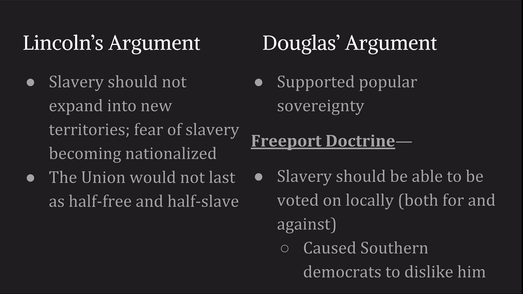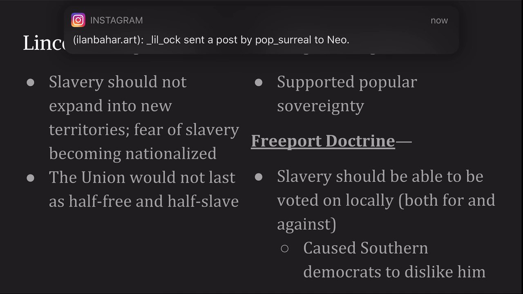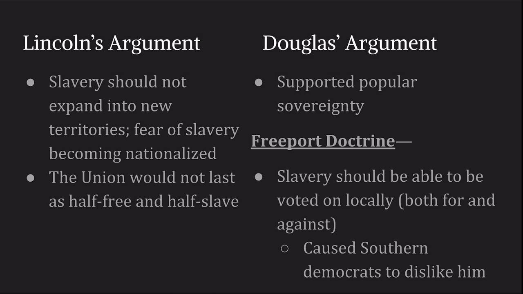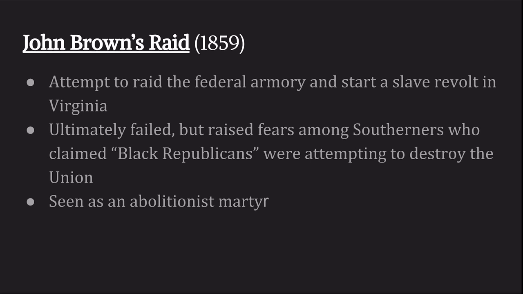Lincoln thought slavery should not expand into new territories. He was scared that slavery would become nationalized, and he said that the Union would not last as divided on this issue. Douglas supported popular sovereignty on the issue of slavery, and that's the Freeport Doctrine basically. Like it should be voted on either way. And a lot of Southern Democrats stopped liking him because they thought slavery should always be legal.